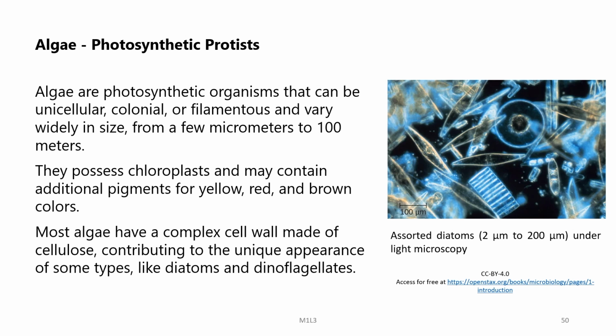Algae are photosynthetic protists. They can be unicellular, colonial or filamentous and vary widely in size from a few micrometers to 100 meters. They possess chloroplasts and may contain additional pigments for yellow, red and brown colors. Most algae have a complex cell wall made of cellulose, contributing to the unique appearance of some types like diatoms and dinoflagellates. So, here you can see assorted diatoms, 2 micron to 200 micron, under the light microscope.